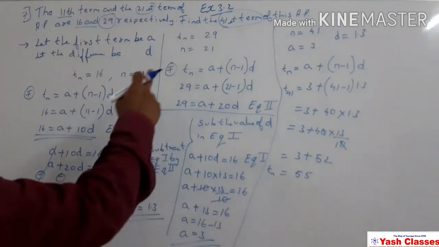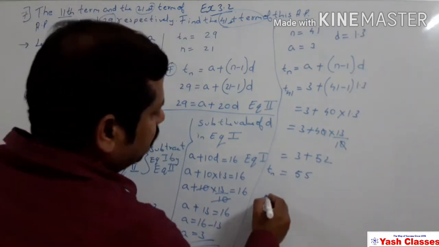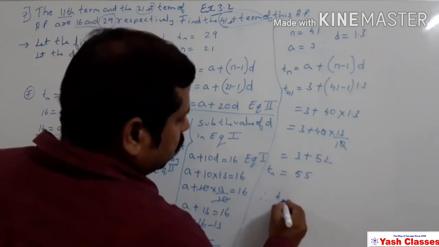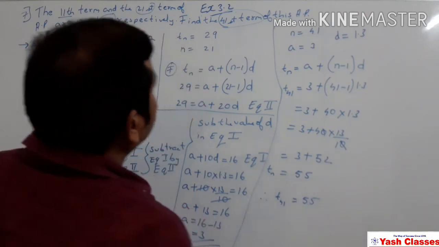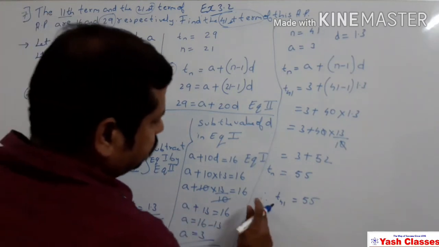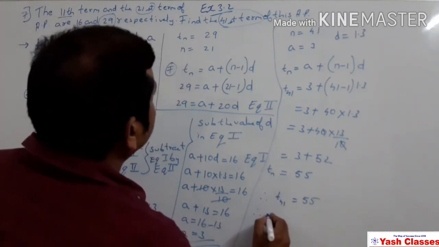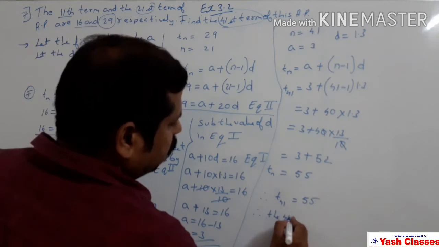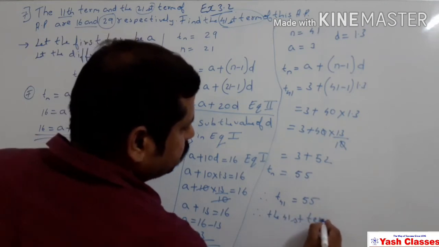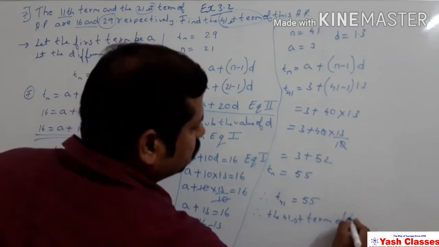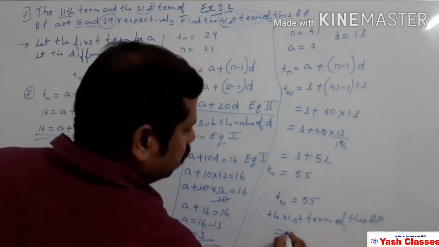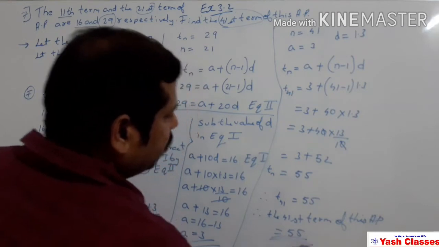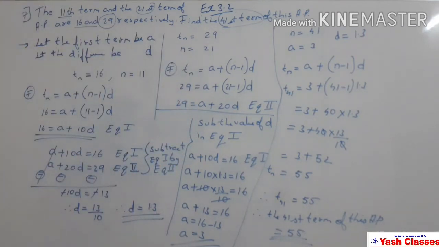Now what is asked? Find the 41st term of the AP. Therefore, T41 is equal to 55. The 41st term of this AP is equal to 55.